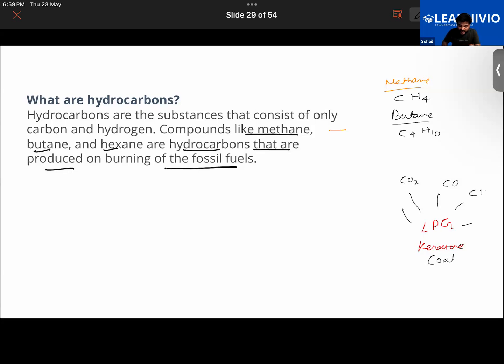Apart from that, you will be having methane also. You will be having gases like butane also. So they will also be released into the atmosphere.